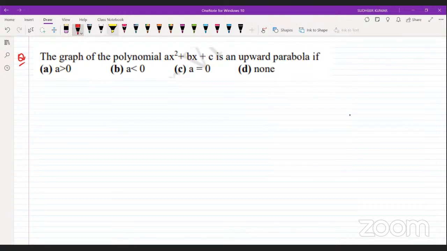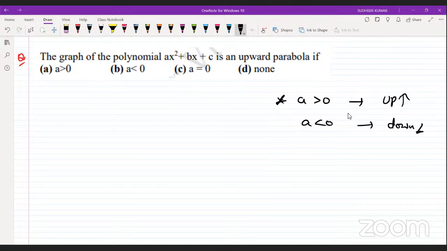That's it. So based on that concept, the first condition is if a is greater than 0, the parabola opens upwards, and if a is less than 0, the parabola opens downwards. As for this question, the graph of the quadratic polynomial always gives a parabola. An upward parabola is mentioned, upward in the sense when a is greater than 0.